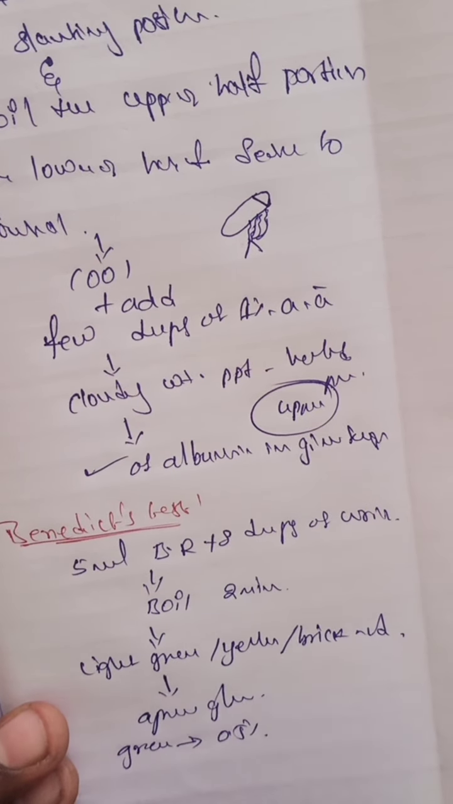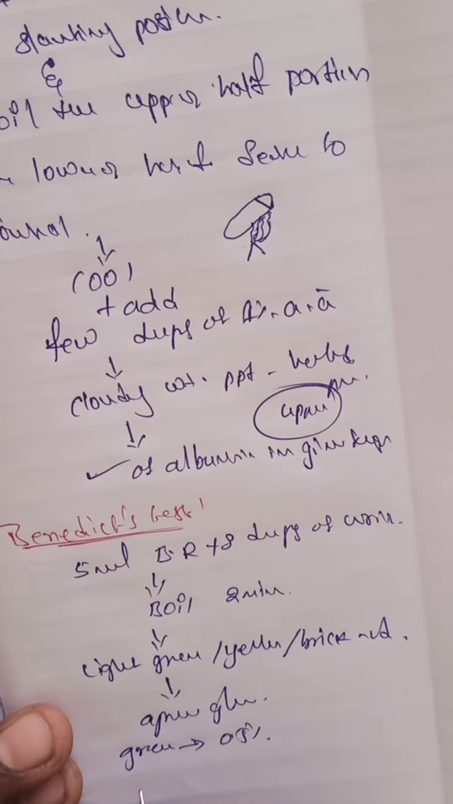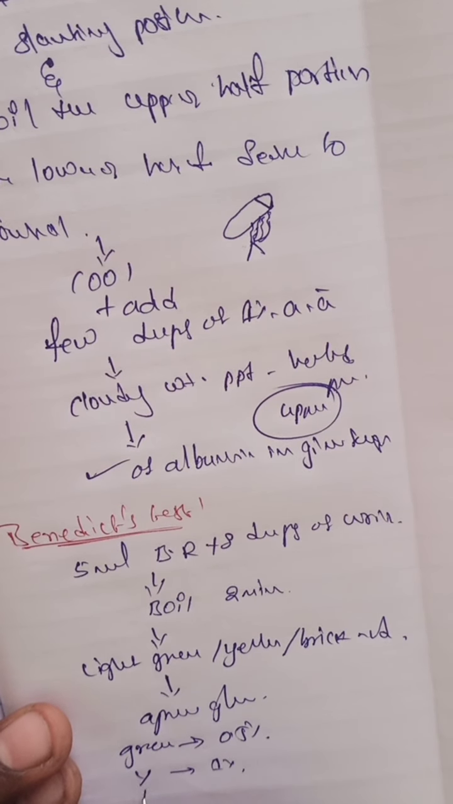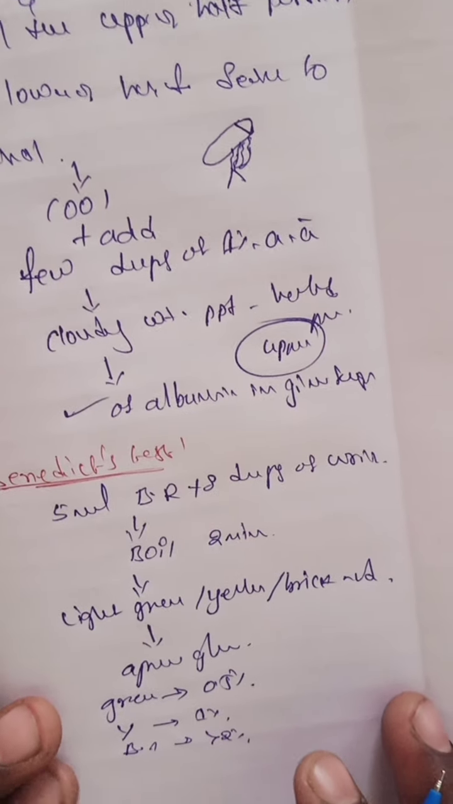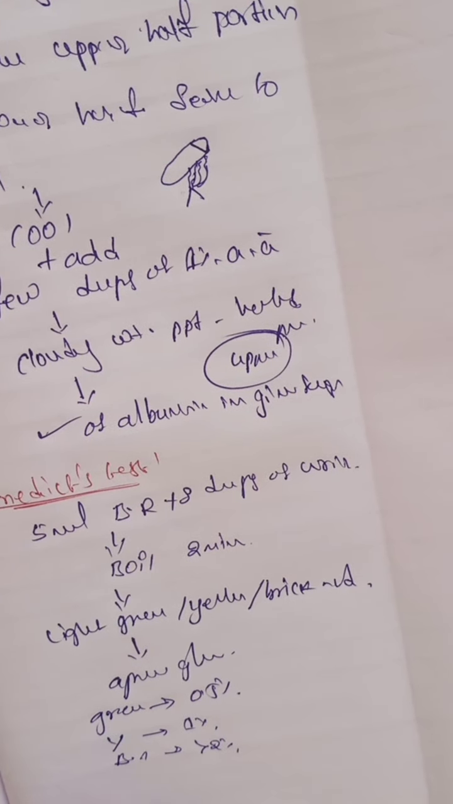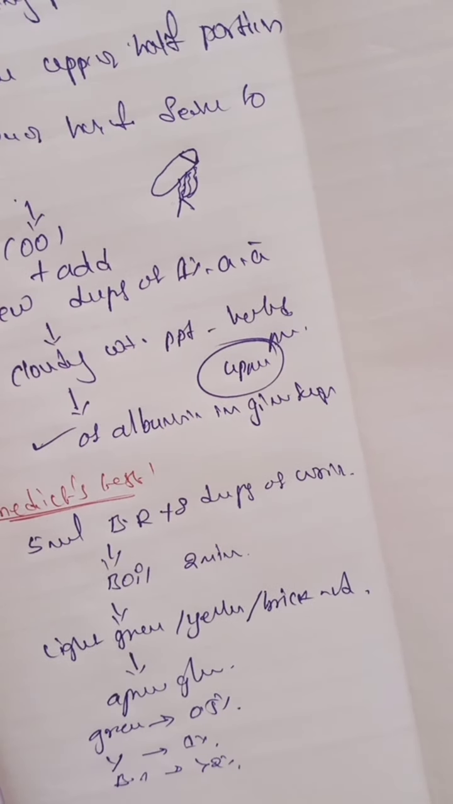A green color means 0.5% glucose is present in the given sample. Yellow indicates 1%, and brick red color indicates greater than 2%. This is Benedict's test for the determination of glucose and reducing sugars.